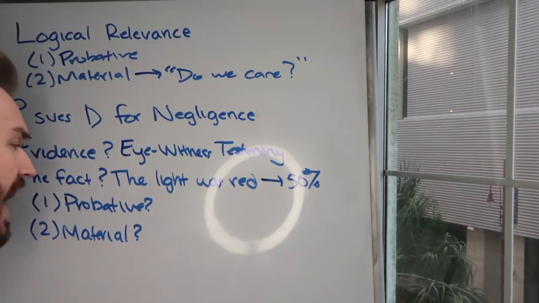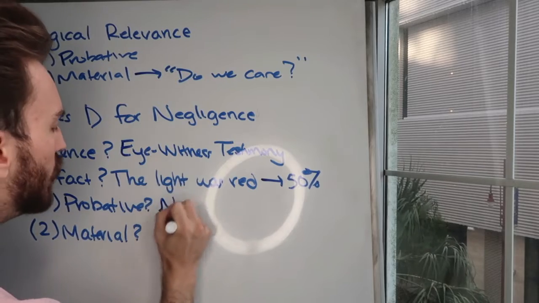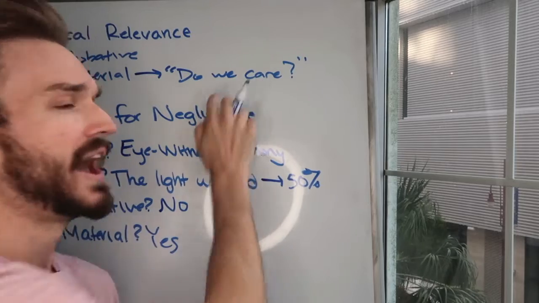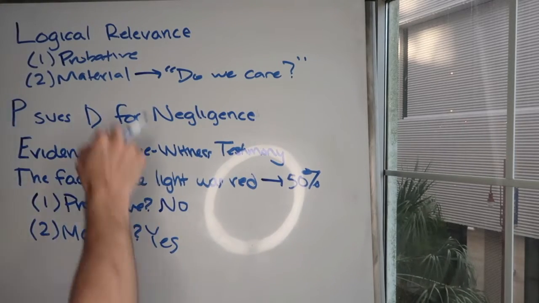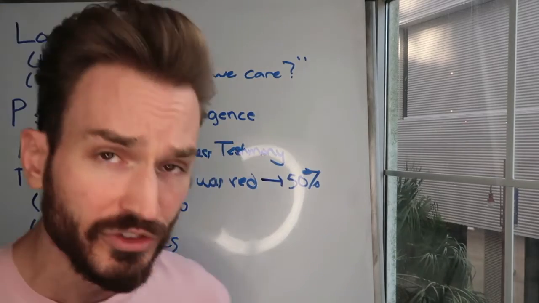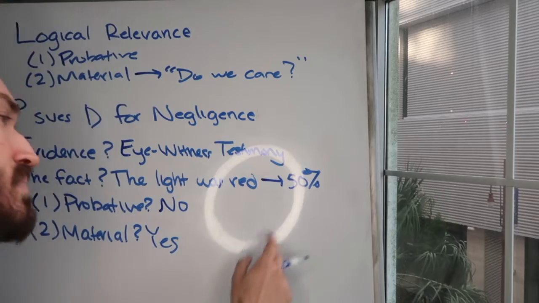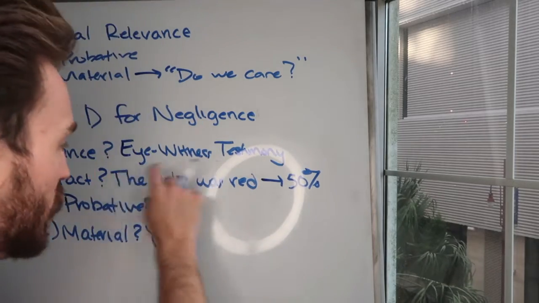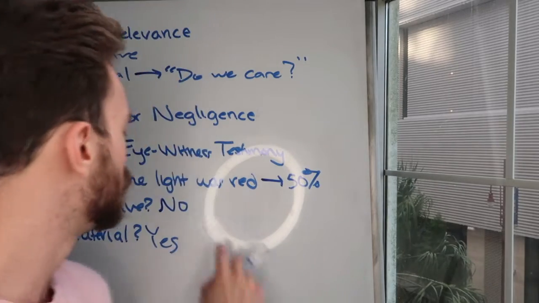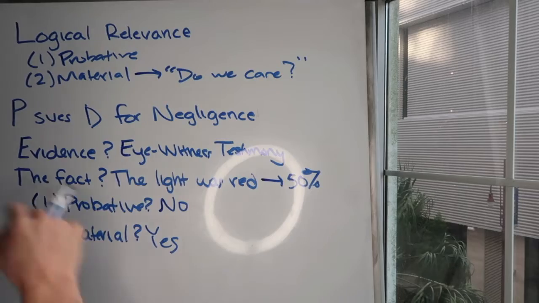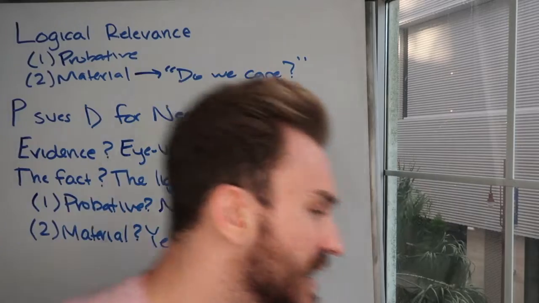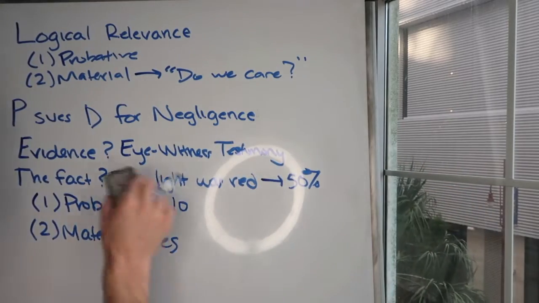Is it material? Yes. So no, it's not probative, but it's still material, right? Whether the light was red, it's a fact we still care about. It doesn't affect the material nature of this evidence. We care whether the light was red. That is a fact that is of consequence in determining the outcome of the action. But now we don't have any probative value with this eyewitness testimony because he's saying he's 50% sure, which means he doesn't know. So that evidence would then be not logically relevant. So it would be inadmissible. Can't admit that type of testimony.